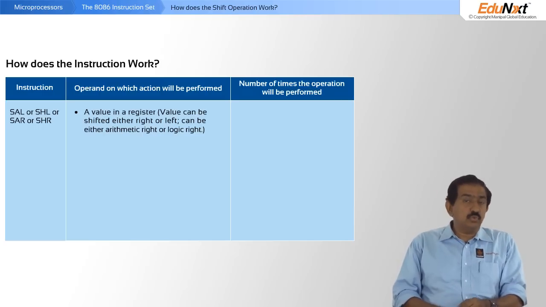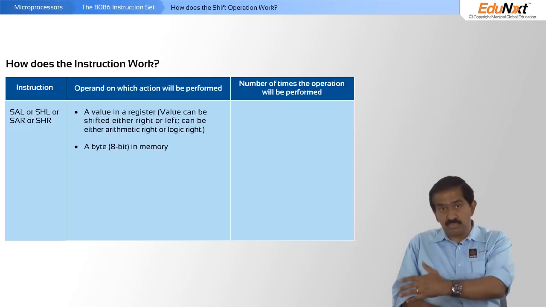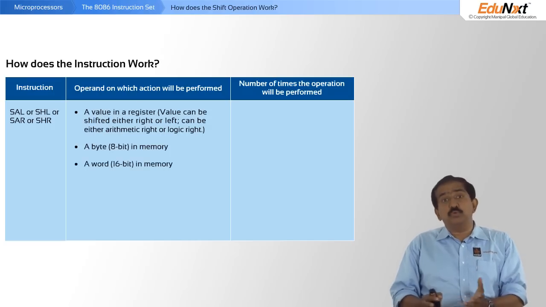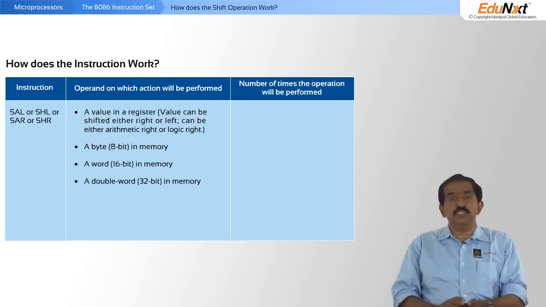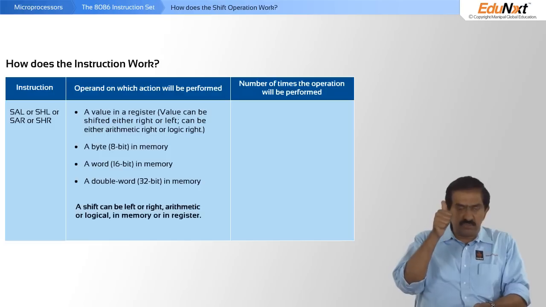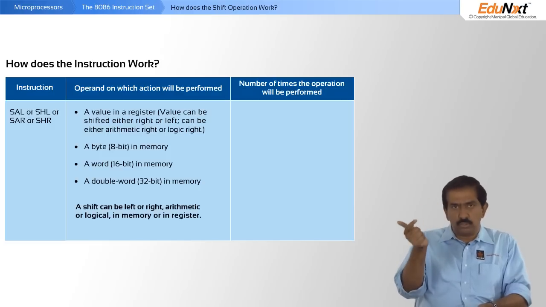The other one is you can give an immediate value. So an 8-bit value can be shifted left or right, and that 8 bits can be in memory. It could be a word, 16 bits long, or it could be a double word, 32 bits long, again in memory. So you can shift left or right, arithmetic or logical. You can shift something in memory, you can shift something in a register.